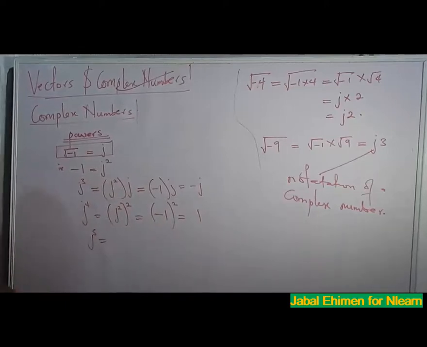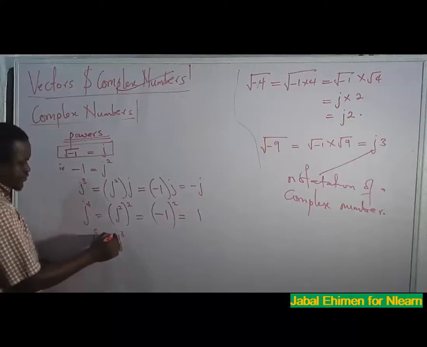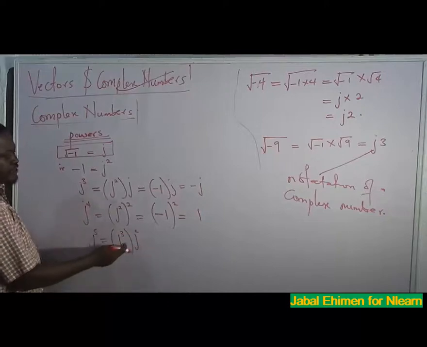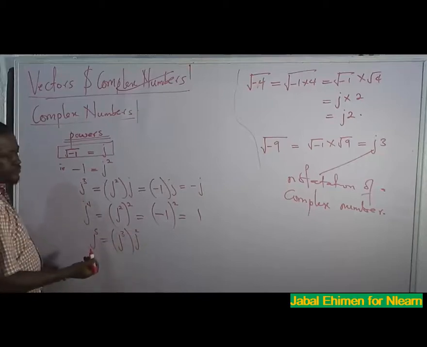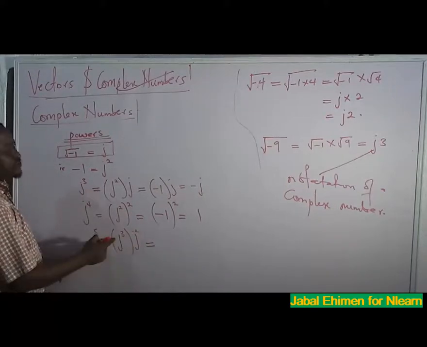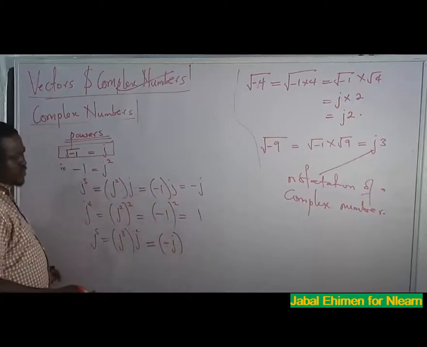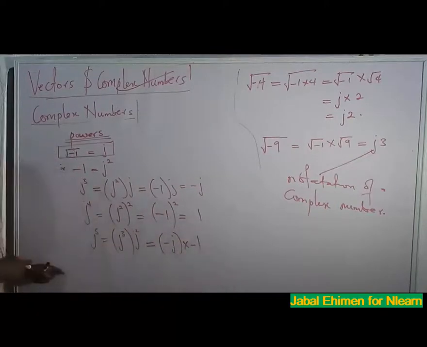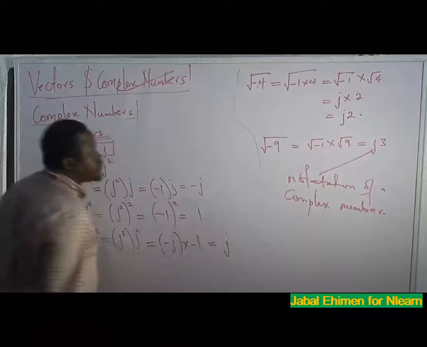Another power is coming up, j to the power 5. So j to the power 5 is j cubed times j squared. If you multiply these two together, it will give us j to the power 5, because 3 plus 2 is 5. So from here, j cubed is minus j, and j squared is minus 1. If you multiply these two together, minus times minus is plus, so it becomes j.